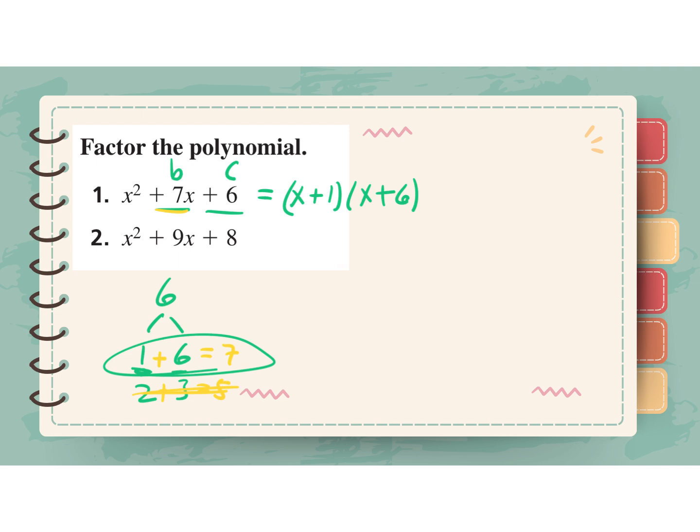All right, let's try the exact same thing with the next one. So let's find factors of the last. Factors of 8 that add to the middle. All right, so factors of 8 that add to 9. Right, there's 1 and 8.